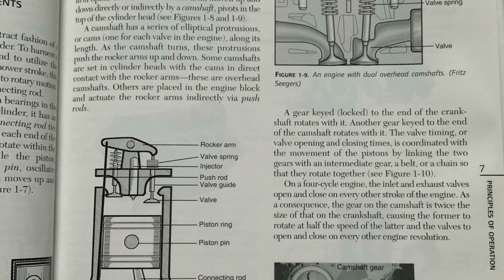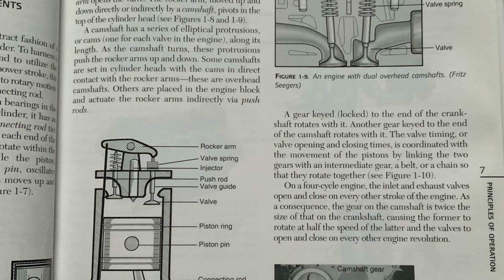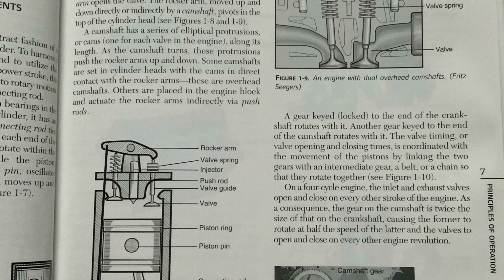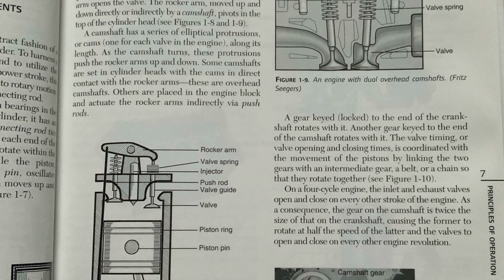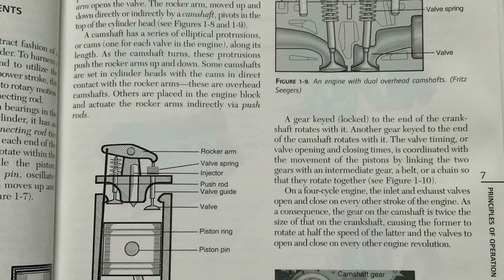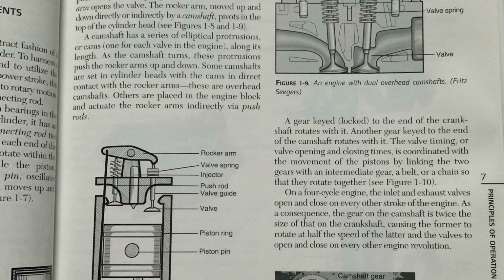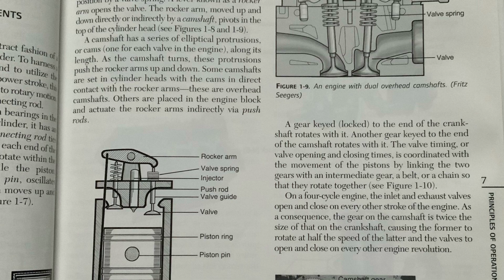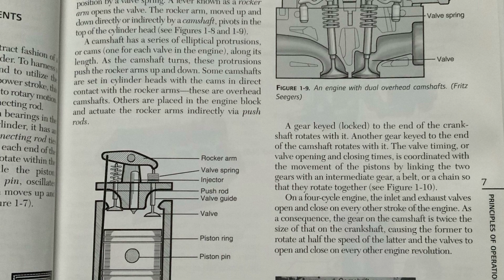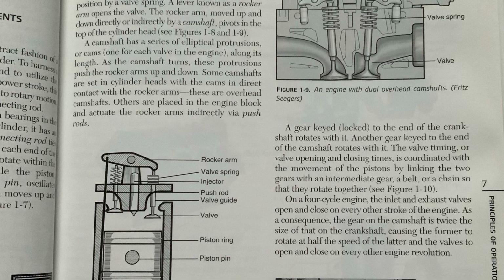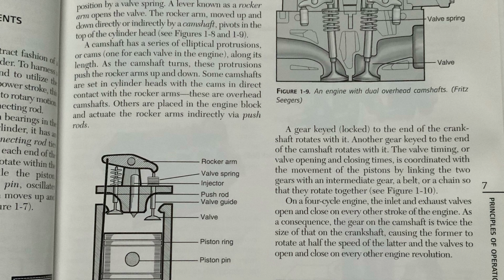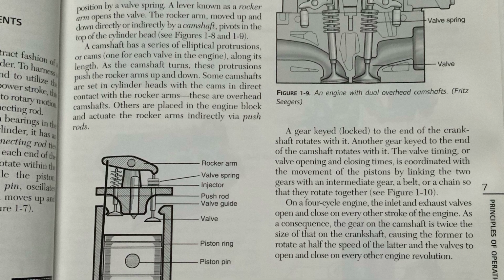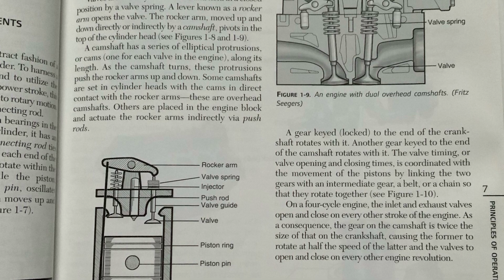Valves are set in cylinder heads and held in a closed position by a valve spring. A lever known as a rocker arm opens the valve. The rocker arm, moved up and down directly or indirectly by a camshaft, pivots in the top of the cylinder head. See Figures 1-8 and 1-9.